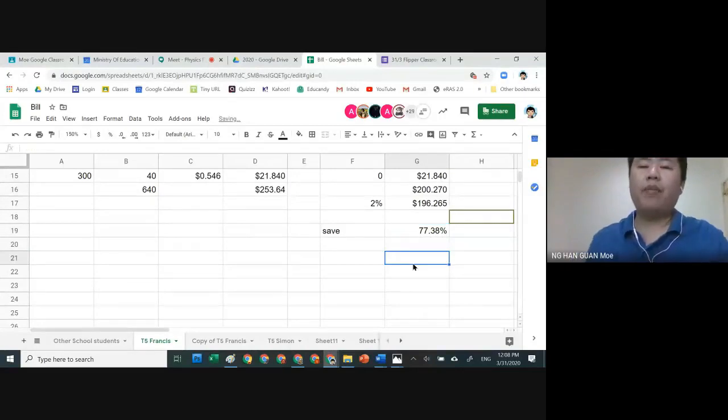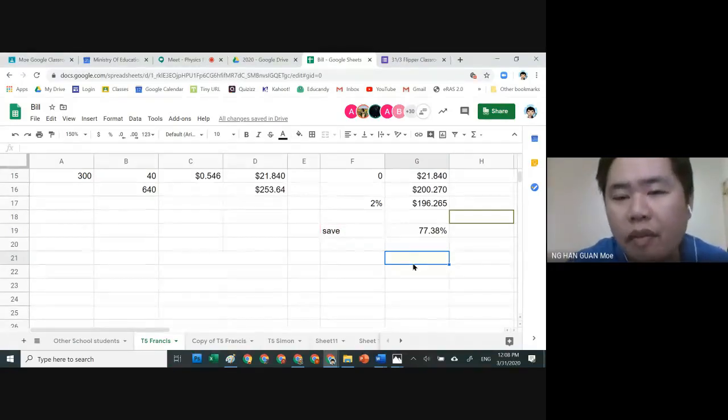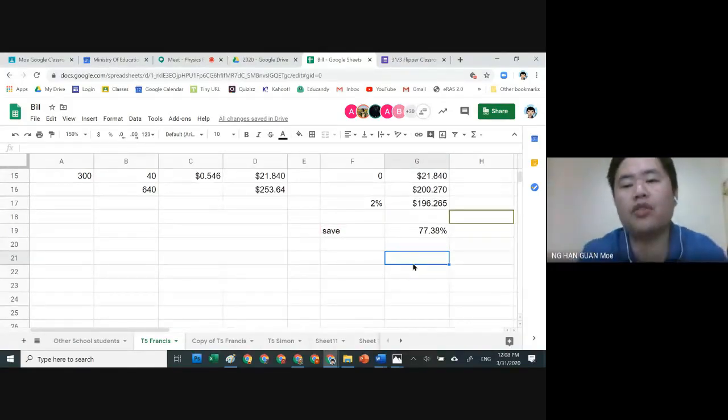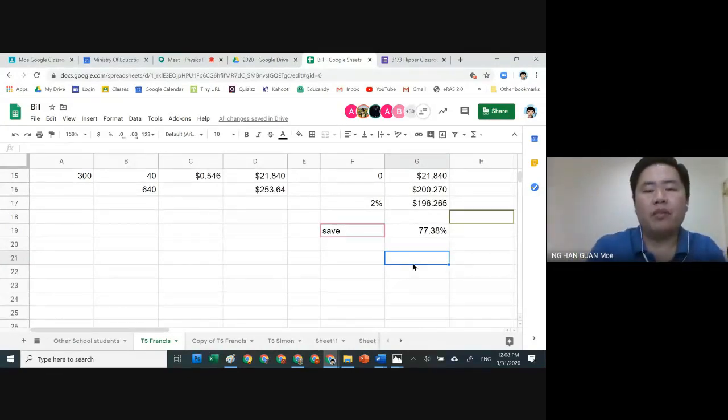Right, so I only pay for the previous one. Okay, I only pay 77.38%. So it means that I save almost 23%. Almost 23% I save from my previous bill.